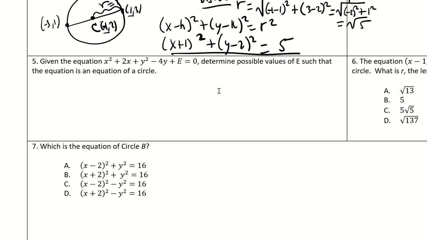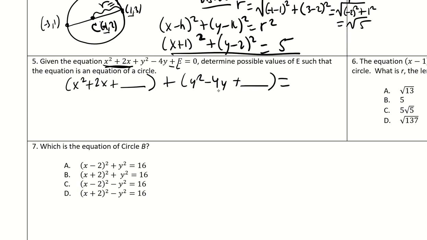Okay. All right, so this one's an interesting question because now we have to figure out what E can be to make this a circle. So first off, we're going to need to isolate the x's. We're going to do kind of like when we completed the square. We're going to leave a little space there. Y squared minus 4y, leave a little space there. And then let's move the e to the other side. So let's subtract e on both sides. So that's going to be negative e because 0 minus e is negative e. I'm just moving it out of the way.